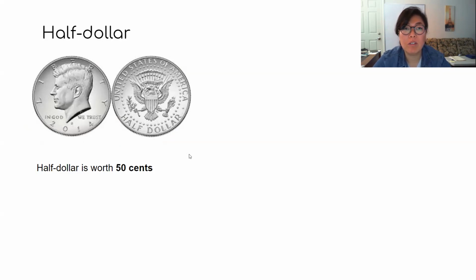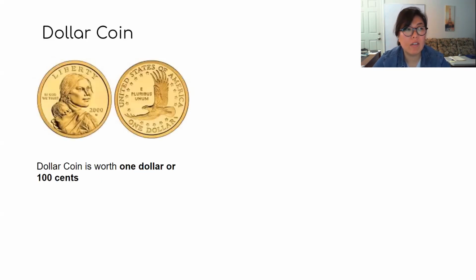It is worth the same value as 2 quarters, right? Because each quarter is 25 cents, so a quarter and a quarter, 25 and 25 makes 50. So half a dollar is worth 50 cents. We also have dollar coin, which, in terms of coins, is worth the most. It's worth $1 or 100 cents, okay? So $1 or 100 cents. And if you can see, it looks very different from the other coins.